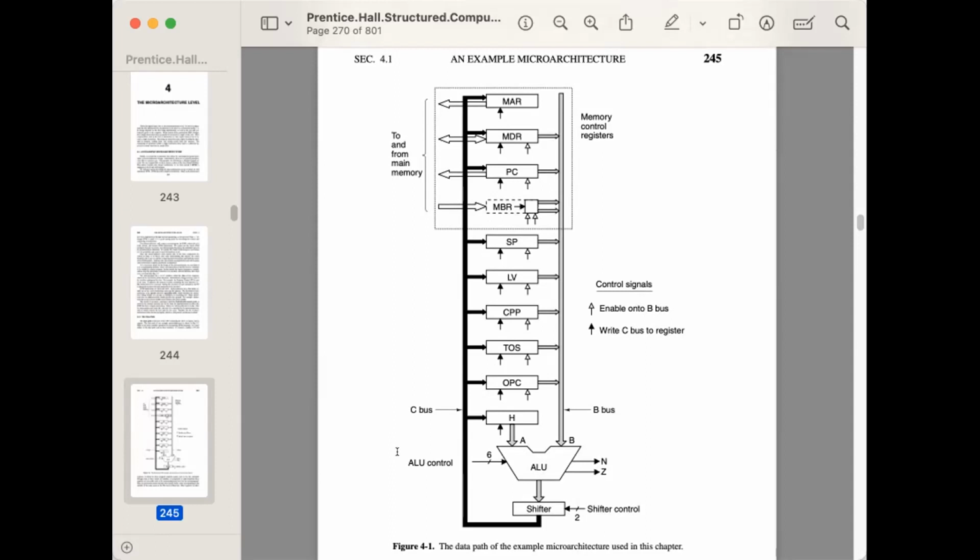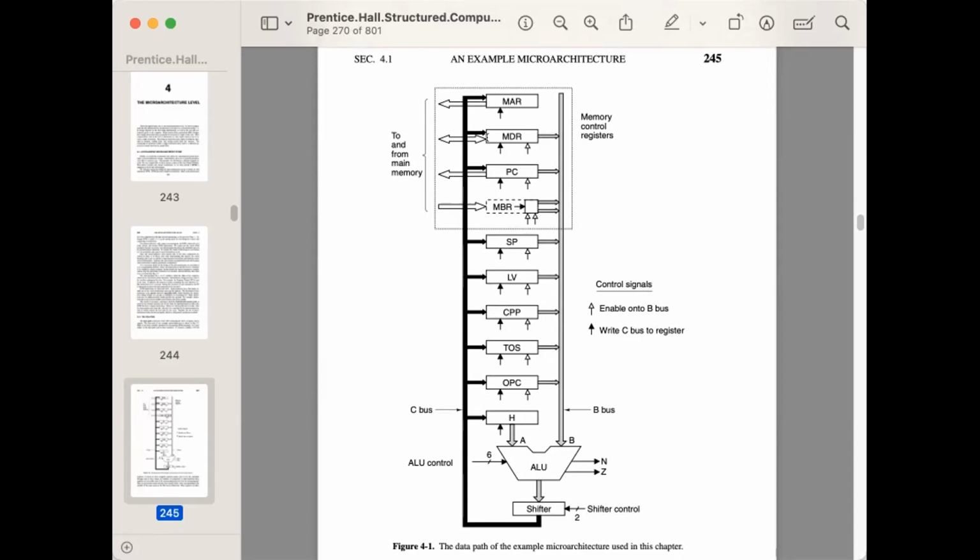Okay, so it gives it some labels here, but it's going to tell you more in the text. So in general, up here we have our different memory control registers, and then we have our control signals. For any of these systems, to make it work, you have to think about what are the control signals and what can we do with them. So we see here we have our enable onto the bus B, which goes this way, and then we have our write C to the bus. So the data flows in this way, out that way. And it all comes down into this ALU, our arithmetic logic unit, and then there's a shifter control here.